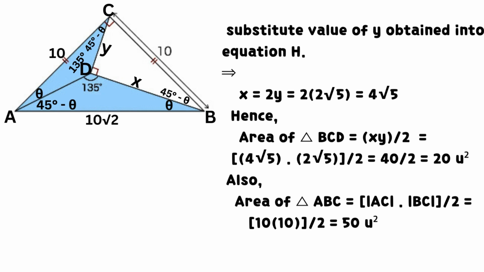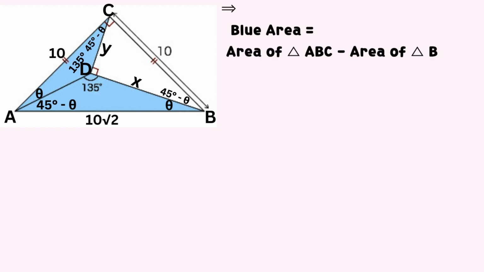Also, area of triangle ABC equals half the product of line AC and line BC, which equals 50 square units after simplification of substituted values. Blue area equals area of triangle ABC minus area of triangle BCD, which equals 50 minus 20, which equals 30 square units.